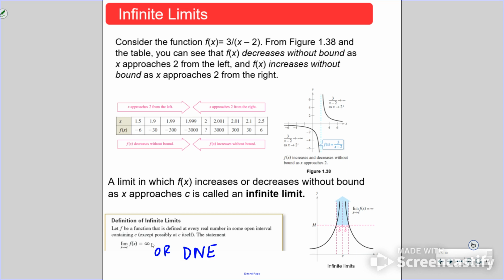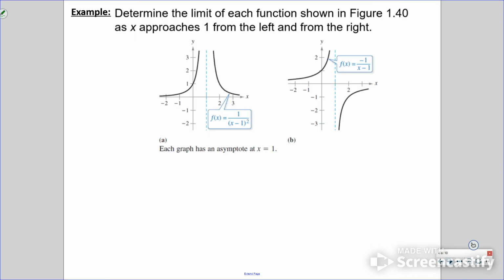Our textbook says it can be infinity, and that's kind of how I'm used to looking at it. But it could also be classified as does not exist. All right, that's just a little review. It's what we call infinite limits. So let's try this one, now that we know left and right hand limits a little bit better.